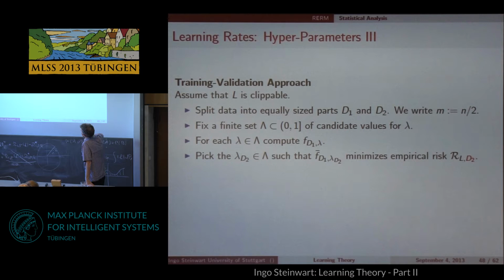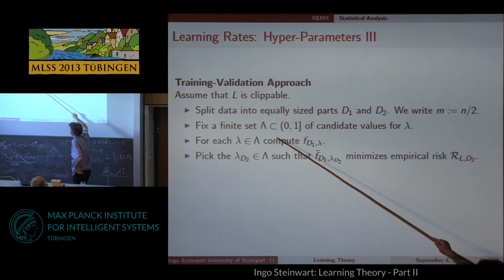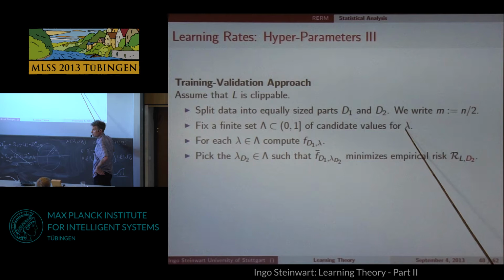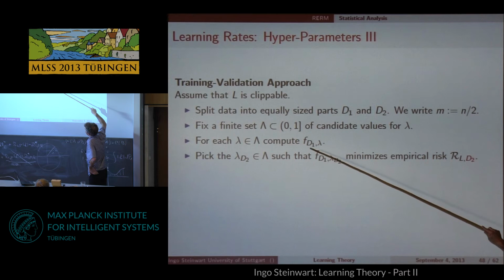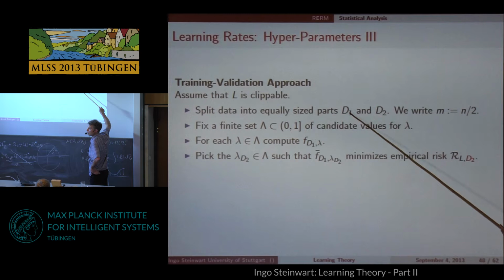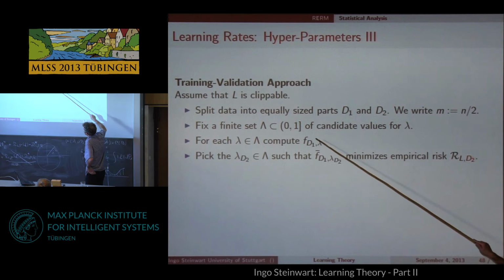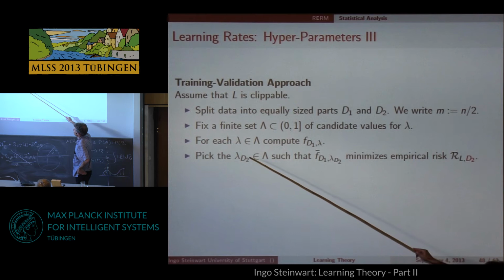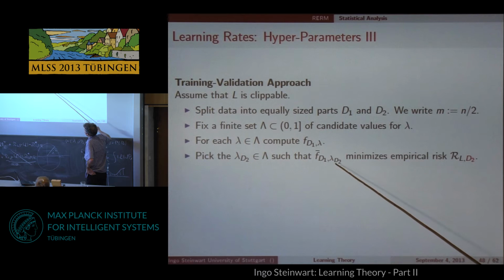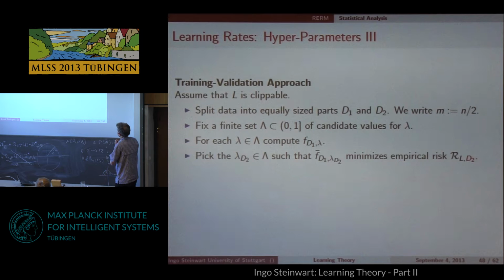And then what we then do is to split the data set D, for example, in equally sized parts. This is not really necessary. We can deviate from that up to a certain degree. Then we fix a finite set of candidate values for our regularization parameter. Compute for all these candidates the corresponding predictor with the help of our first part, D1. And then compute the empirical risk of these predictors with the help of D2 and choose one regularization parameter such that the corresponding predictor minimizes the empirical risk with respect to D2.